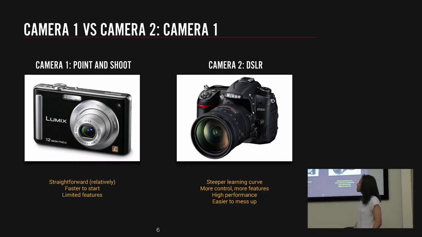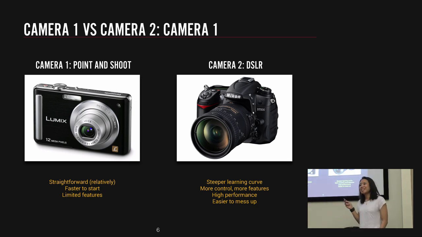So, Camera 1 versus Camera 2. When I think about the difference between Camera 1 and Camera 2, I actually came up with this really cool analogy last week. If you think about Camera 1, it's really like a point-and-shoot camera, right? It's really simple, but it's easy to get started. It has a decent amount of functionality, but it's not too advanced. You might not get the greatest performance, you might not get the greatest quality images, but it's really easy to use, it's straightforward, and it's pretty good for the average consumer, the average developer.